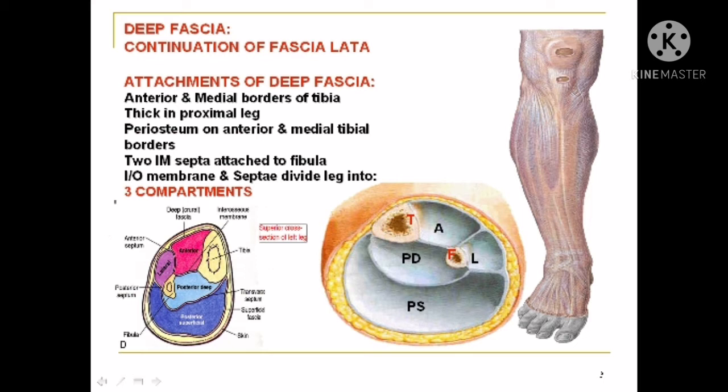Two septa dip from the periphery and divide the compartment into anterior and the lateral compartment. The anterior compartment is extensor, the lateral is everter, and the posterior compartment is flexor compartment. Each of the compartments has its own nerve and blood supply and its own action and its own clinical relevance.